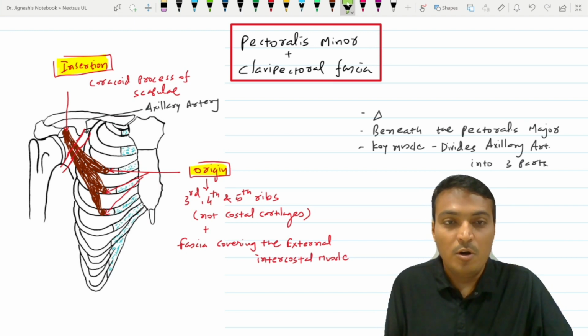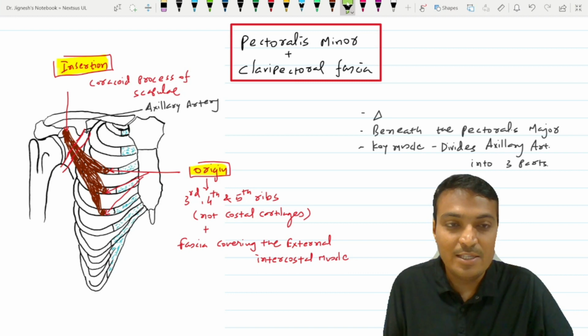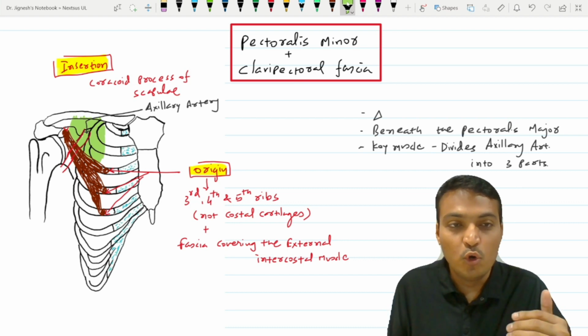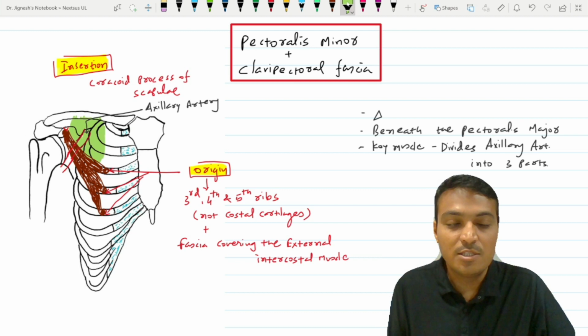The upper border of the pectoralis minor muscle gives attachment to one fascia that is called the clavipectoral fascia. This clavipectoral fascia also encloses one muscle above, that is called the subclavius muscle, which we are going to see shortly.